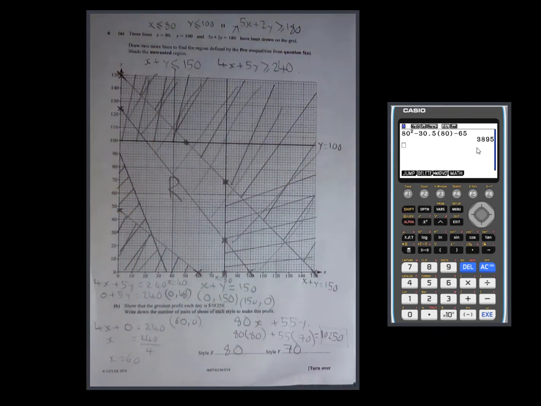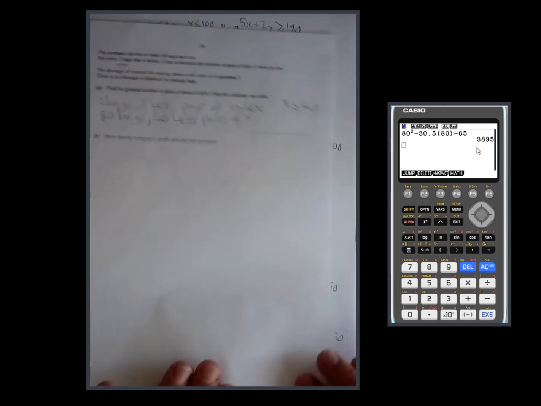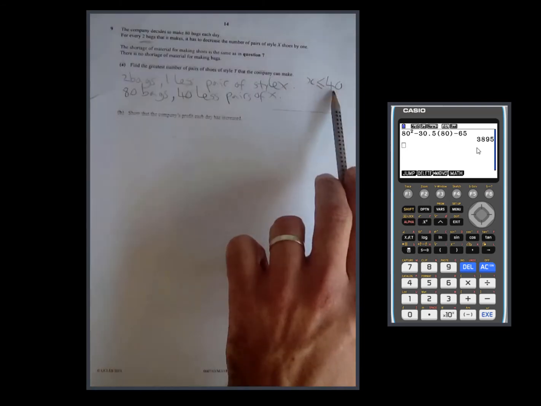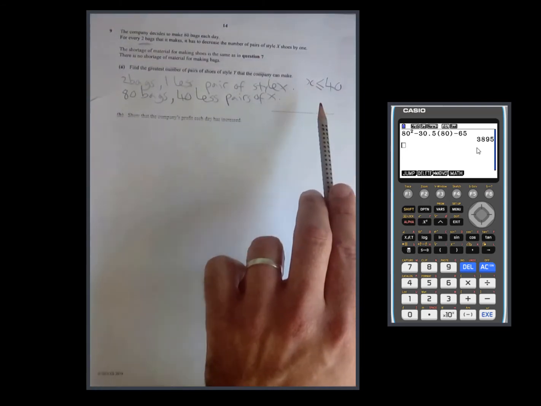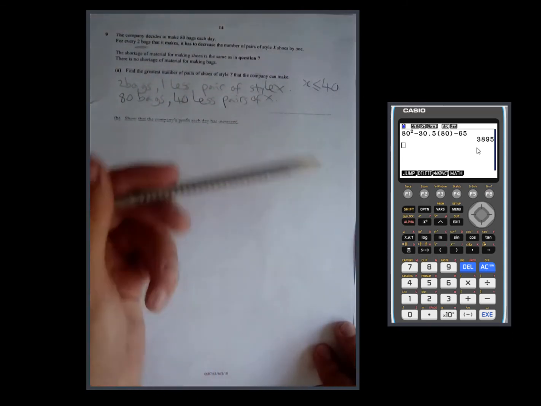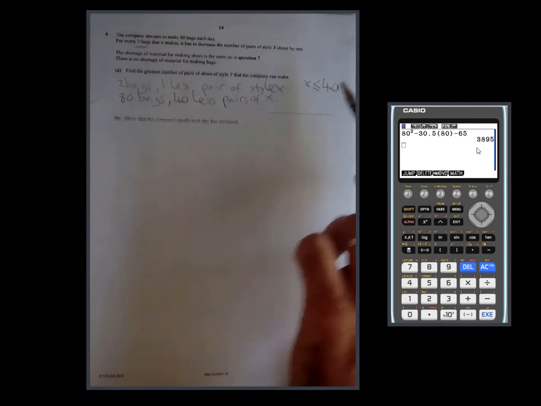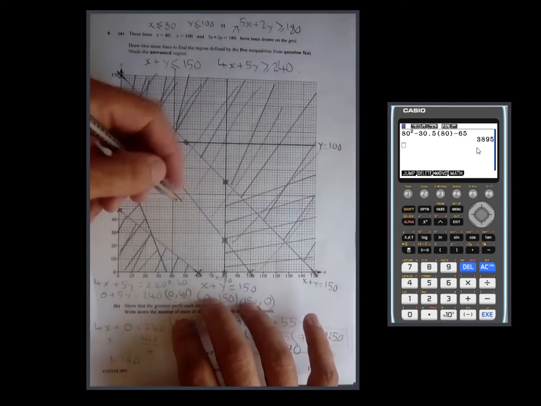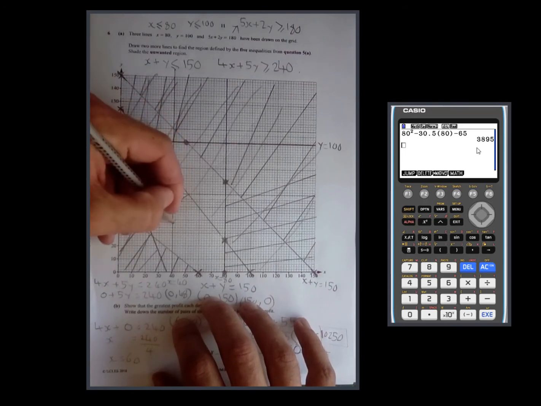And we want the unwanted region. Remember, we need to draw X is less than or equal to 40. So the unwanted region is to the left, less than 40. So we're going to shade, the wanted region is to the left. We're going to shade the unwanted region, which is this side of the 40, right? So we're going to shade this side.